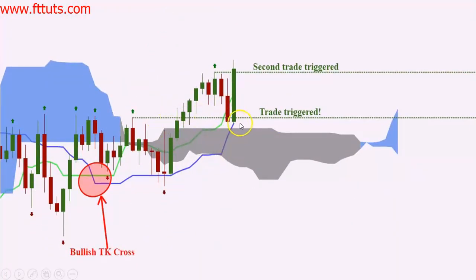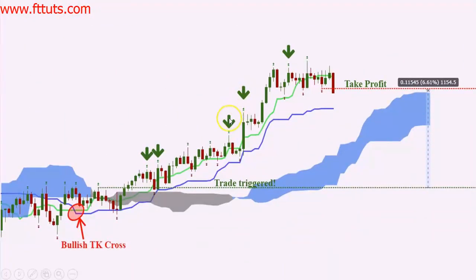bam, we're in the trade triggered. Then there's another fractal, we can put an entry at that level, bam, trade triggered. And you can see how much this would happen until finally you would take profit on a close below that fractal here. So all the way up, you take this trade here, you never broke a previous bear fractal.